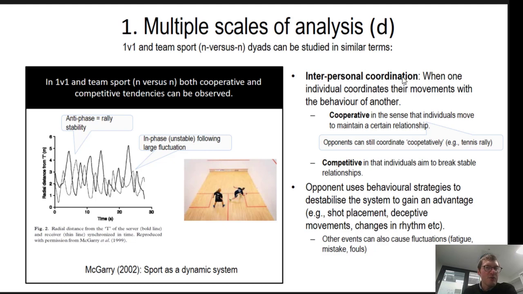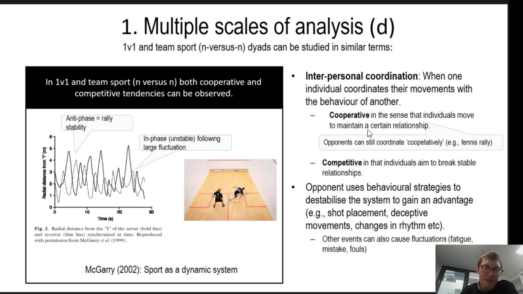So interpersonal coordination is where one individual coordinates their movements with another. And we can think about two types of interpersonal coordination: cooperative and competitive forms of coordination. So, the previous example where two people are rowing, that's a cooperative situation. When you're looking at 1-versus-1 situations, here I've presented two squash players. This would be a competitive type of coordination.